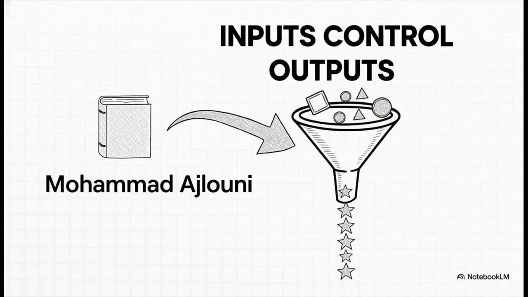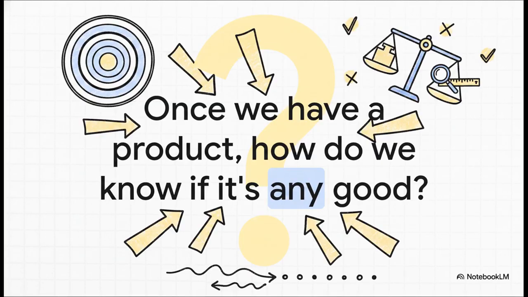Now, if you remember from part 1, the big idea was simple, but really powerful. If you want to control the output of your process, you absolutely have to control the inputs. Okay, but that brings up a whole new question, right? Once we've actually made something, how do we know if it's any good? How do we measure its quality? How do we know if we actually hit our target? That is the big question we're going to dig into today.